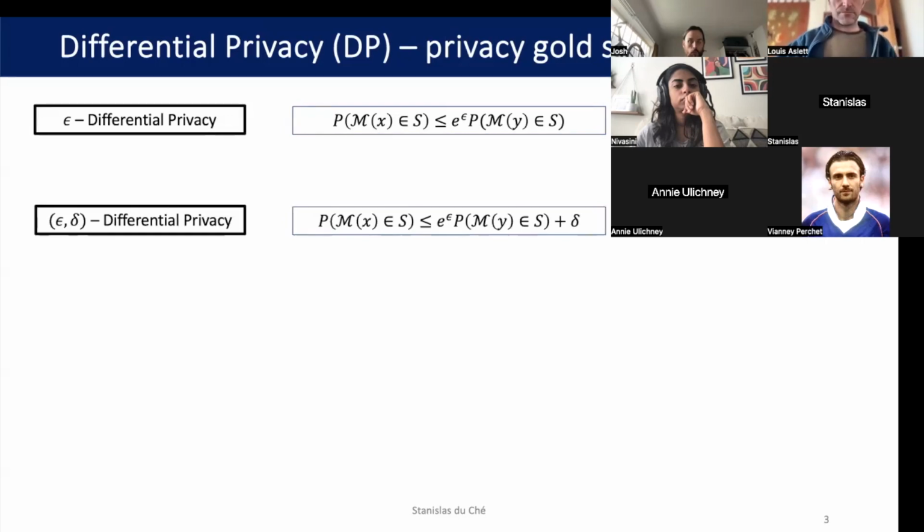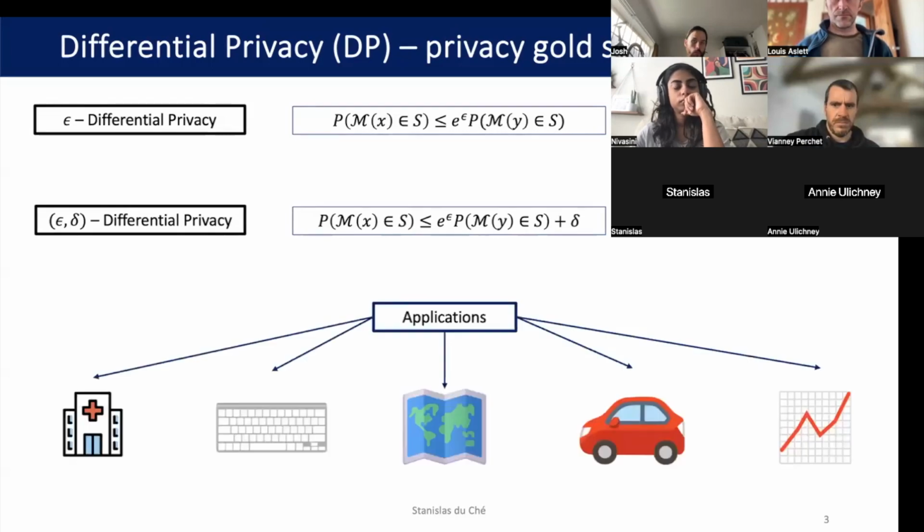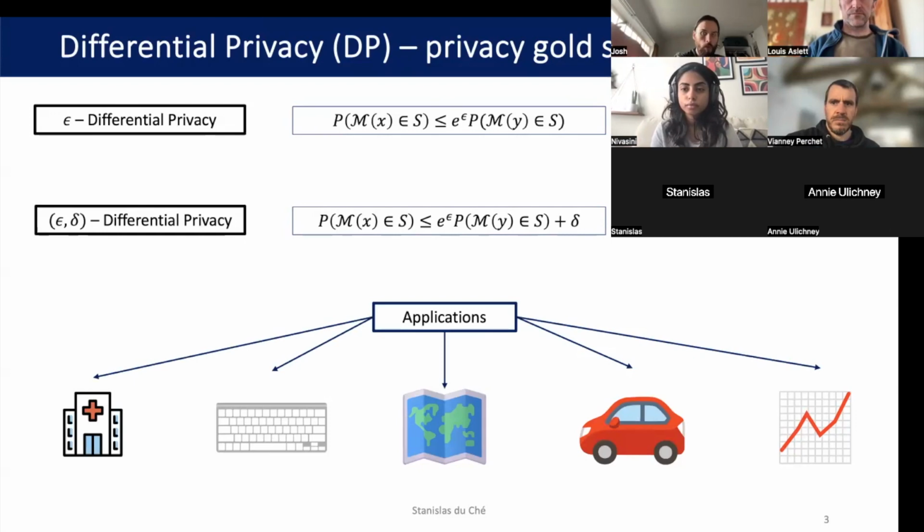We can relax the definition a little bit by allowing a small rate of error delta here, but it is the same idea. Differential privacy with federated learning is used in a lot of different applications, going from health to smart keyboards, smart cards as well. It is used a lot in industry.